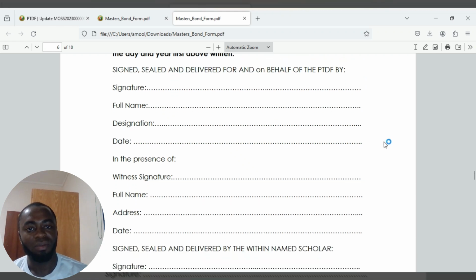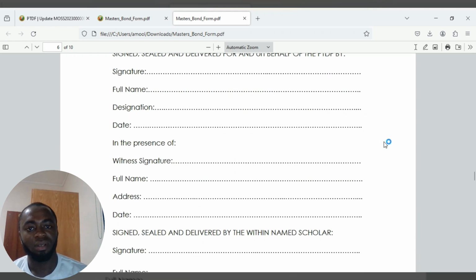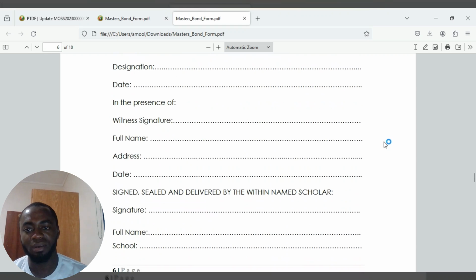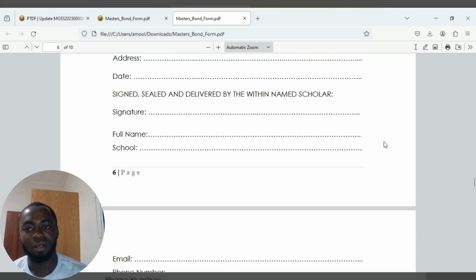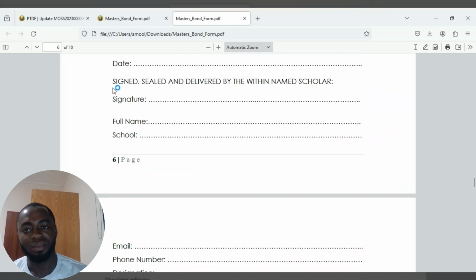This is to be left blank because you're making the submission, but you're not sealing and delivering it on behalf of the PTDF. So you leave that blank. The section which begins to concern you, to the best of my knowledge, is this one here.